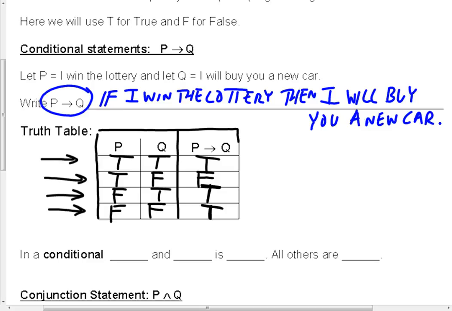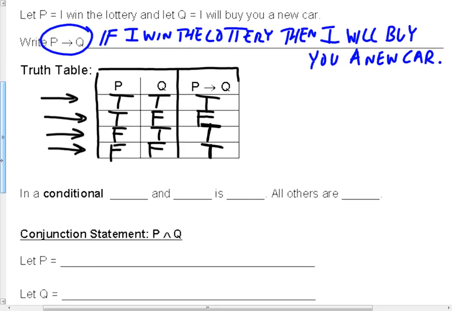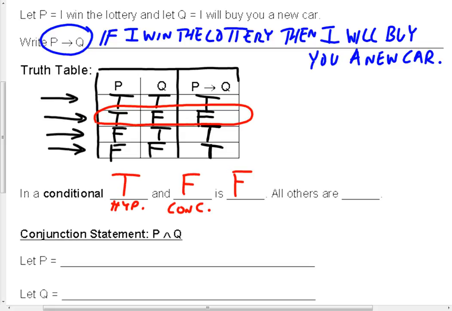Only one false. Did you hear that? In all of these cases that we're going to look at today, there is one exception, and that's what we're going to write down each time. The one exception is right here. When you have a true hypothesis and a false conclusion, that results in a false truth value for the entire conditional. All the others turn out to be true. If you can remember the exception, you can remember what the rest of the column is supposed to look like.